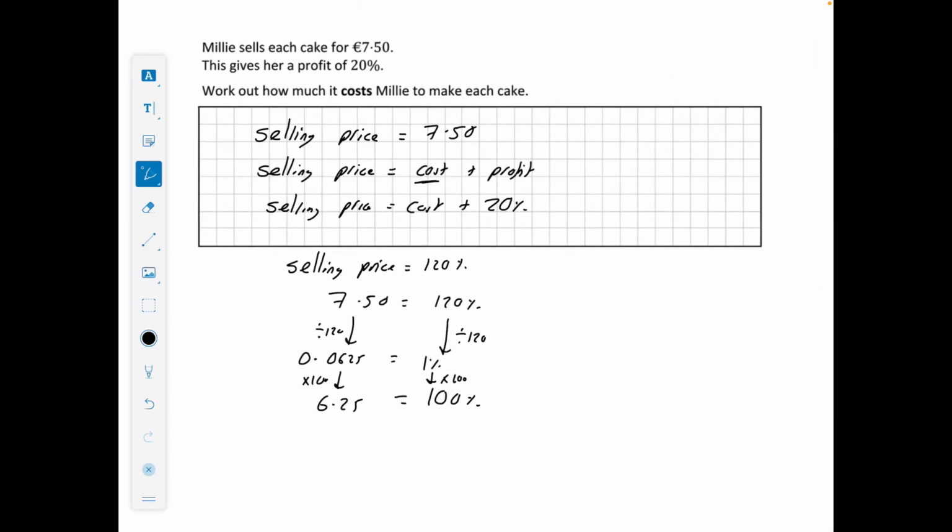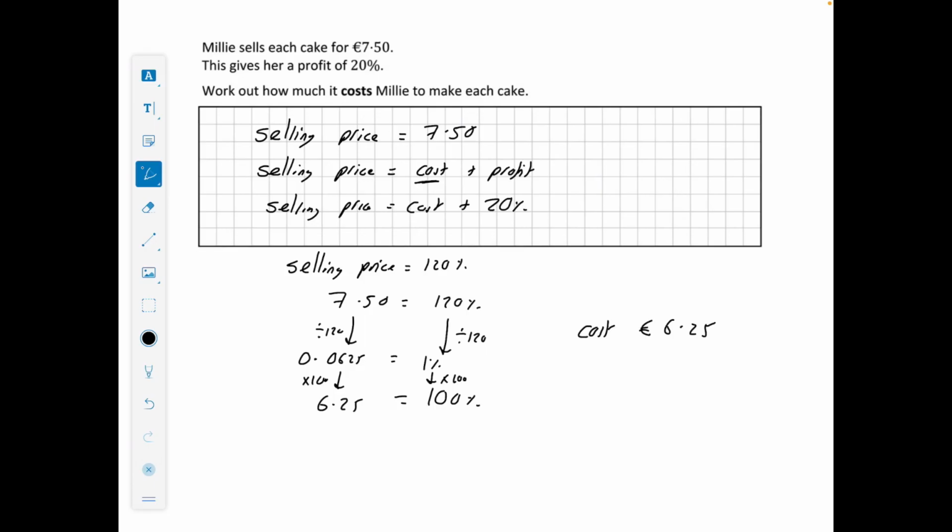Okay, now, does that answer sound believable? To have a cost of €6.25 and to sell it for €7.50. Okay, I think that sounds like a reasonable selling price. So she's making just over €1 of profit. So €1.25 profit every single time.